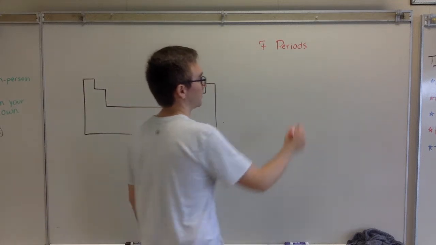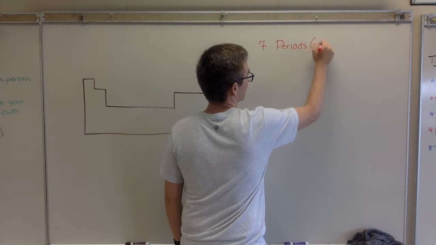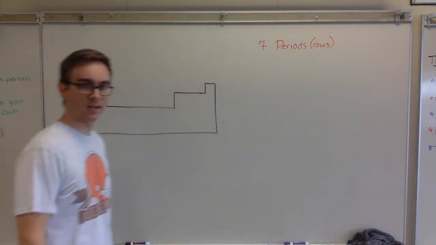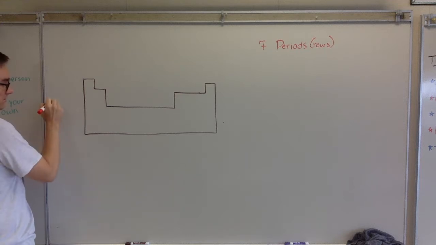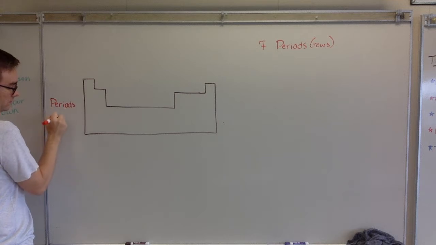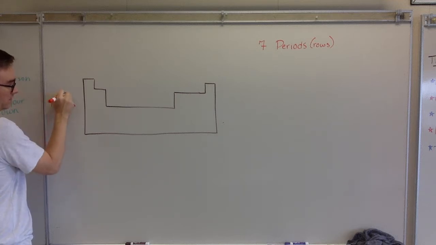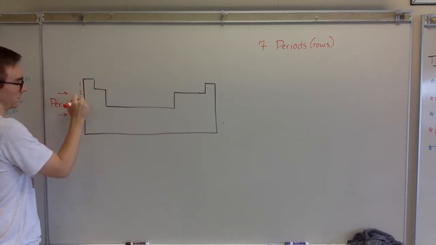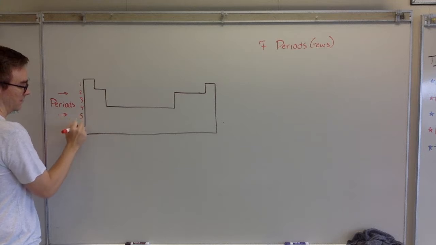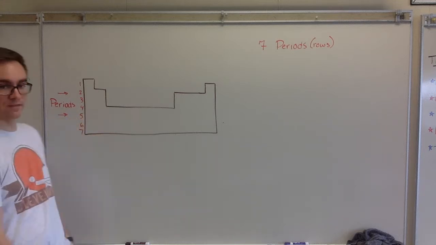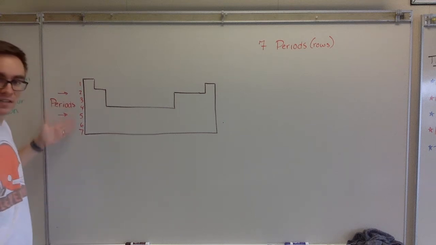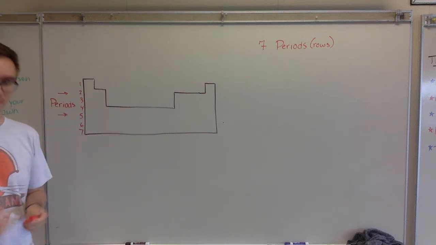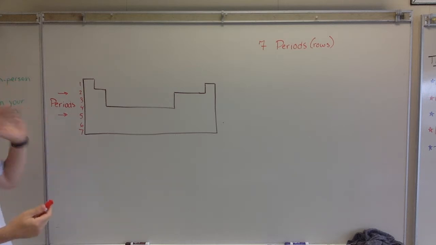There are 7 periods, or the rows, on the periodic table. Again, they go left and right. So here are our periods. They go that way, and there should be 7 of them: 1, 2, 3, 4, 5, 6, 7. So the bottom row is 7. All right, so we have our 7 different rows on the periodic table. Pretty straightforward.